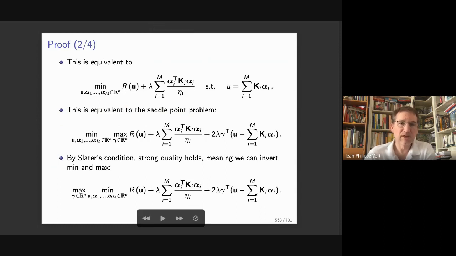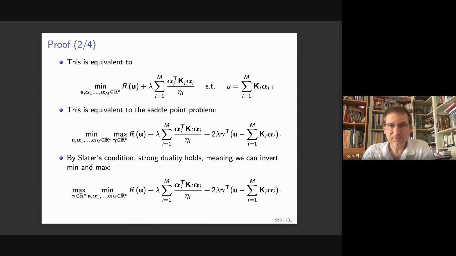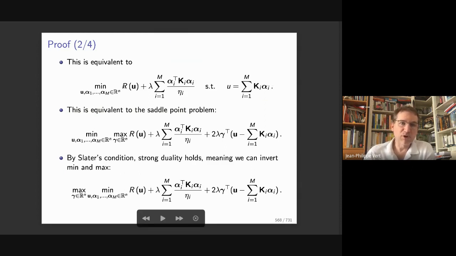We introduce a u, and we say that the optimization problem is equivalent to minimizing the risk over u plus lambda times the penalty over alpha, under the constraint that u is equal to fi, so it is equal to Ki alpha. Right, so we have added this variable u. One reason to do that is that now we have a minimization problem over more variables, but with one constraint. So we can write the Lagrangian of this problem, and because Slater's condition holds, write the dual function.